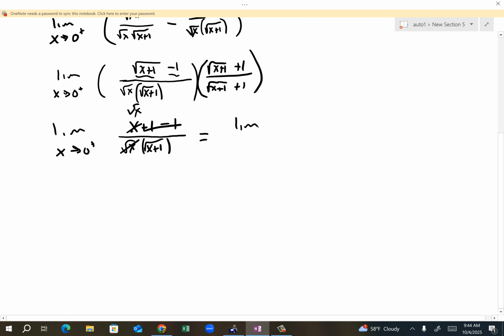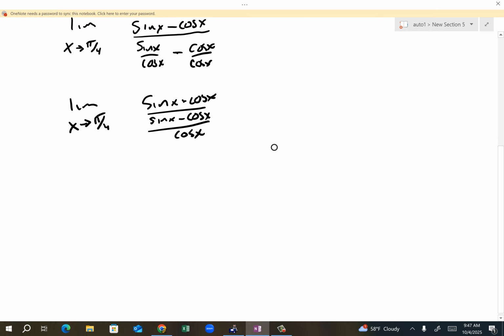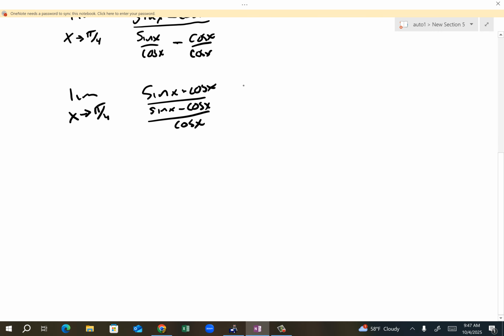Which is, then, of course, the limit as x approaches pi over 4 of sine x minus cosine x over sine x minus cosine x over cosine x. Now, some of you are like, can I do something with that? Obviously. But if you're not sure, this is like a whole number, like 5, divided by a half. Yes, that's basically what we have here. So what do we do? We go 5 times 2 over 1, right?